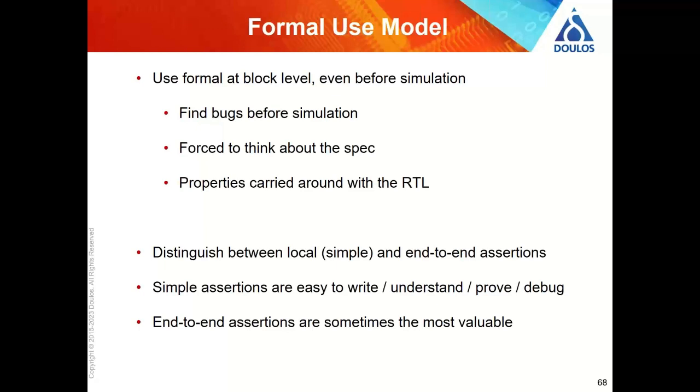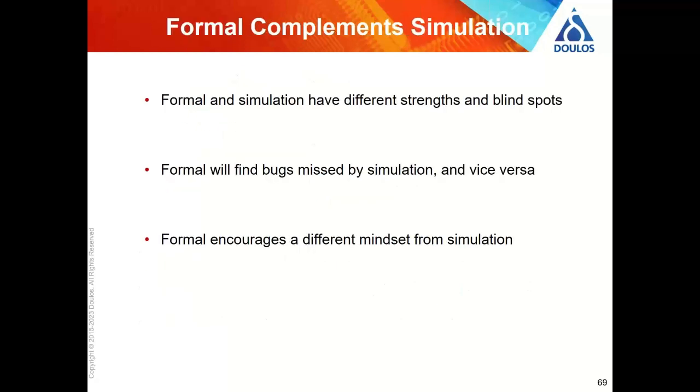With the properties, they can stay in the RTL, and we can have different types of assertion ranging from simple ones through to more complex ones. Simple assertions are recommended because they're easy to understand and debug. Okay, bear in mind that formal and simulation have different strengths and weaknesses. So you may find some bugs in formal which are not detected by simulation and vice versa. So it's a different mindset, but it's worthwhile thinking of things from 2 different approaches.